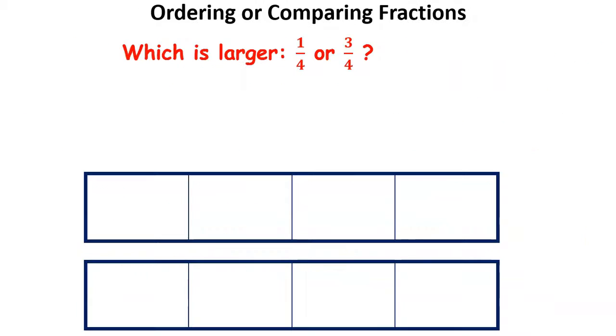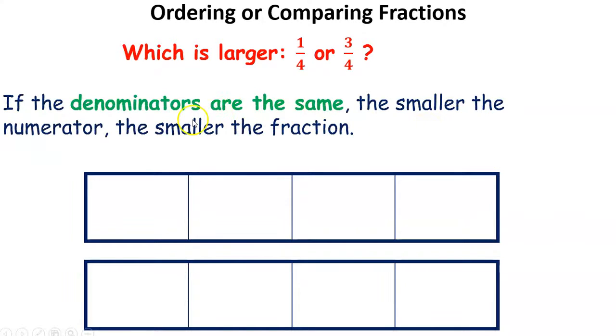Okay, moving on. So ordering or comparing fractions. So which is the larger fraction, 1 over 4 or 3 over 4? So is a quarter larger than 3/4? Now I'm going to use these rectangle sections below just to show us visually what these fractions look like to help us understand. In this case, the denominators are the same. So the smaller the numerator, the smaller the fraction. Denominators are the same. Well, 1 is smaller than 3. So that means that a quarter is going to be my smaller fraction here. So which is larger? 3/4.